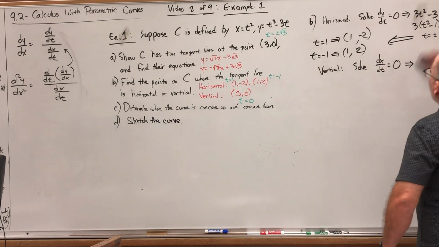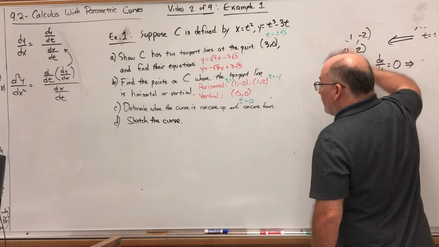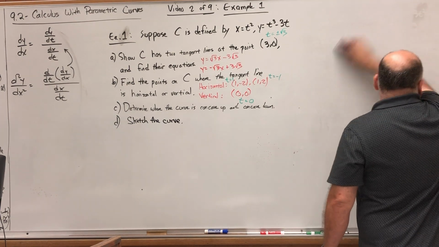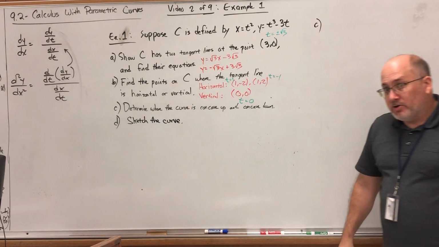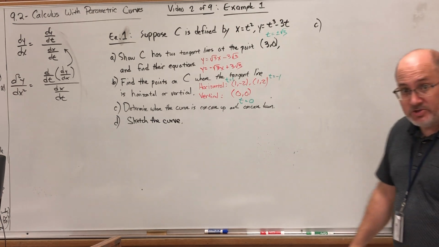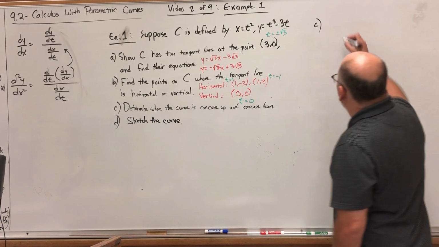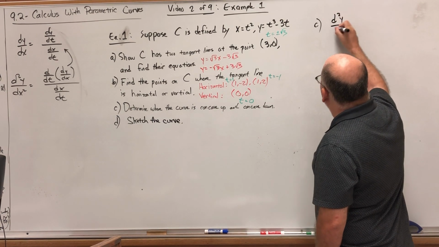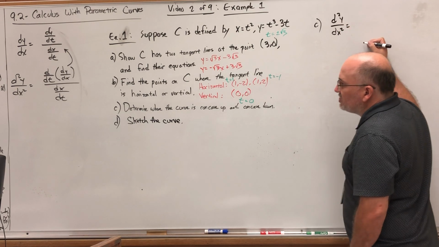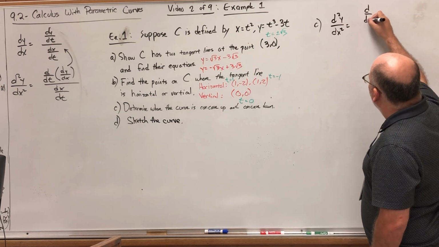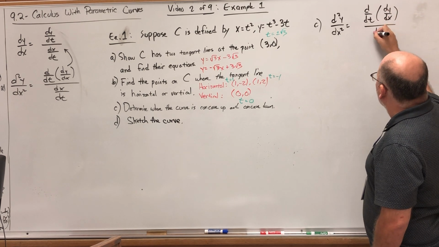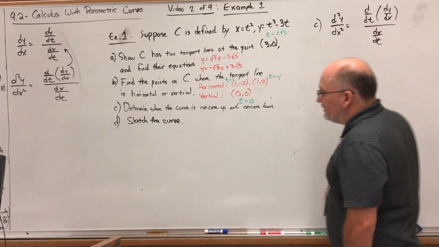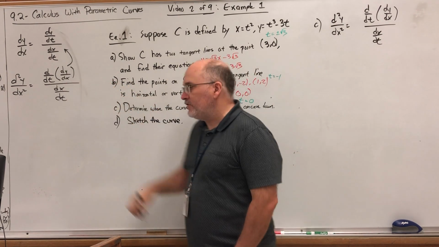All right. Part C, determine when the curve is concave up or concave down. Well, that's a matter of solving the second derivative being greater than 0 or less than 0. So we need to calculate the second derivative. The second derivative of y with respect to x is going to be the derivative with respect to t of the first derivative divided by the derivative of x with respect to t. That's just the formula that we got from the first video.